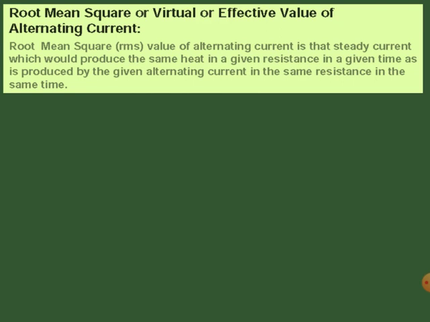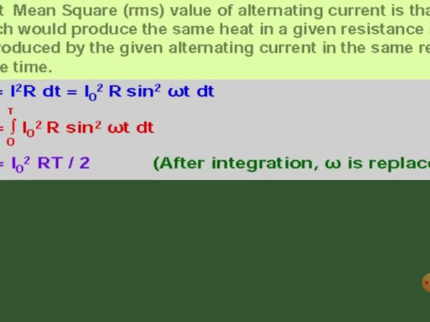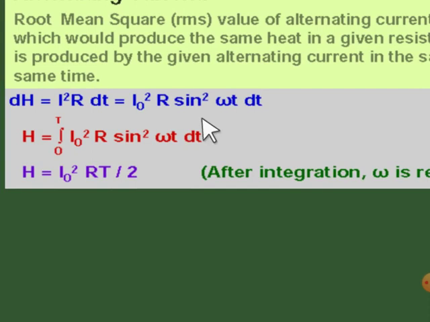Yes, let's try to express these things as we have done in the case of the mean or average value. Let dH be the small amount of heat produced in a circuit having resistance R when instantaneous AC current I is flowing for a small time dt. Then we know that dH will be equal to I square R dt. From where is it coming? It is coming from Joule's heating effect, H is equal to I square Rt.